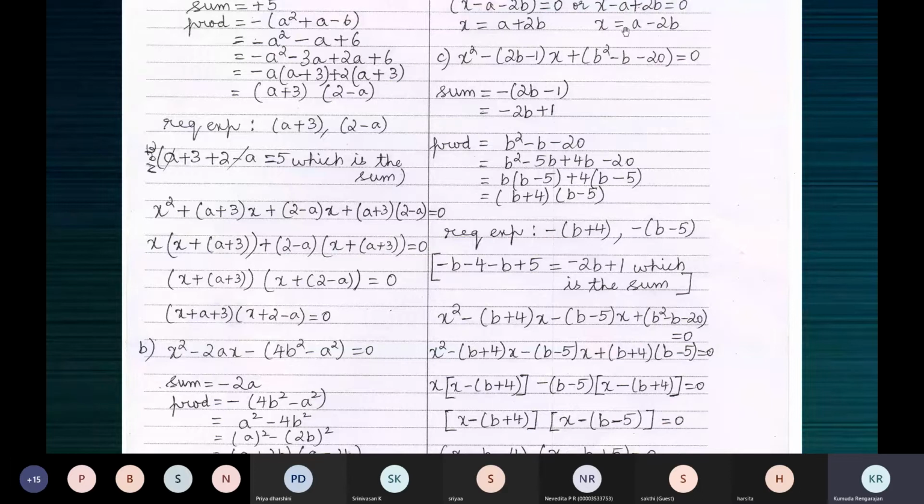Same thing. We take up the product, we factorize that. So now these are the two expressions we get. Now to these expressions, we fix the signs accordingly. So you have to take minus of this one and minus of this one also. Only then you will get the sum as minus 2b plus 1. You can see the working here. When you take a minus here and a minus here, it will become minus b minus 4, minus b plus 5. So that gives you minus 2b plus 1.